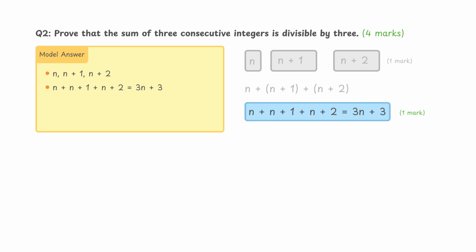Now step 3, factorize. We take out the common factor from 3n plus 3. Both terms share a factor of 3, so we factorize to get 3 multiplied by open bracket n plus 1 close bracket. This earns 1 mark. Now step 4, conclude the proof.